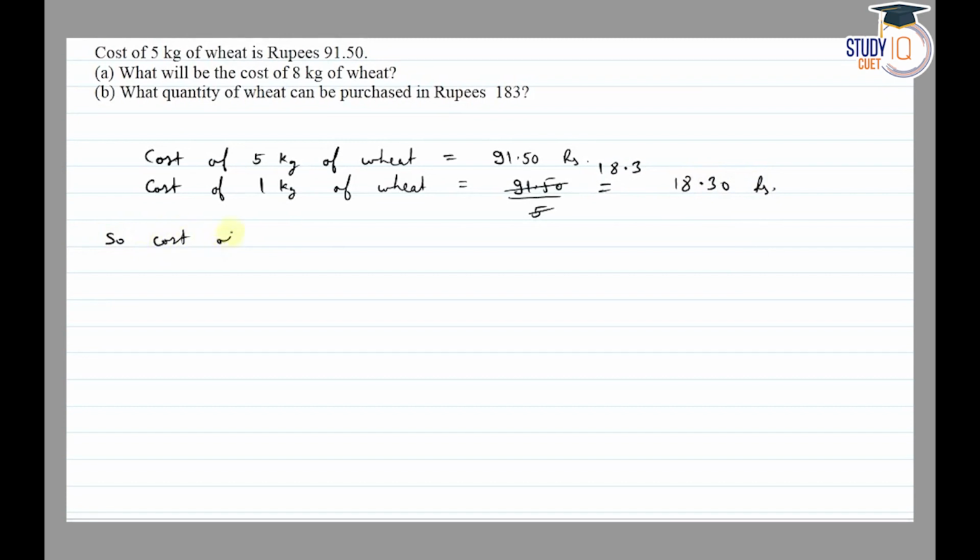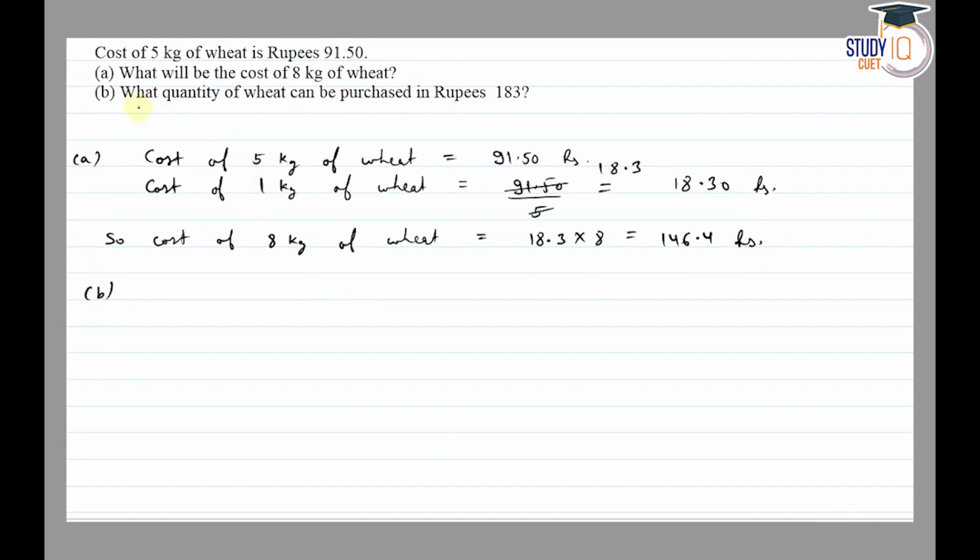So the cost of 8 kg of wheat, तो हो जाएगा 1 kg की कॉस्ट से हम मल्टीप्लाई कर देंगे 8 को, तो हो जाएगा 8 3 जा 24, 8 8 जा 64 प्लस 2 66, 8 1 जा 8 प्लस 6 14, तो हो जाएगा 146.4 रुपीज. ये हो गया हमारा ए पार्ट.